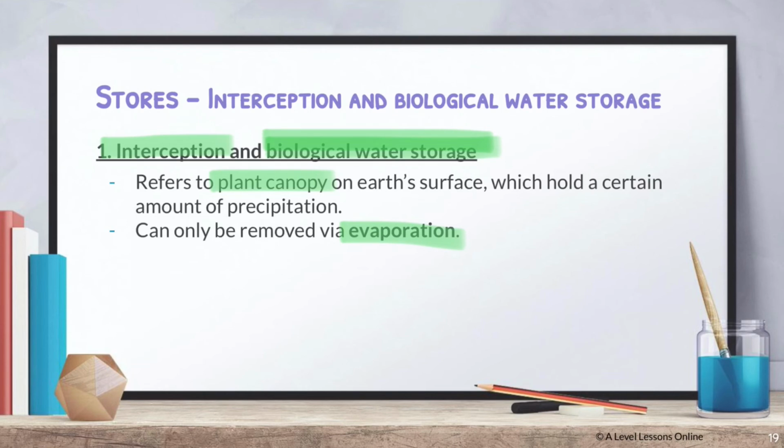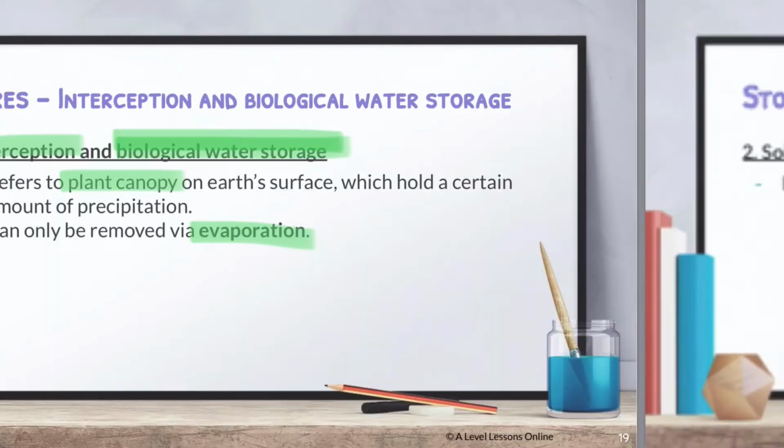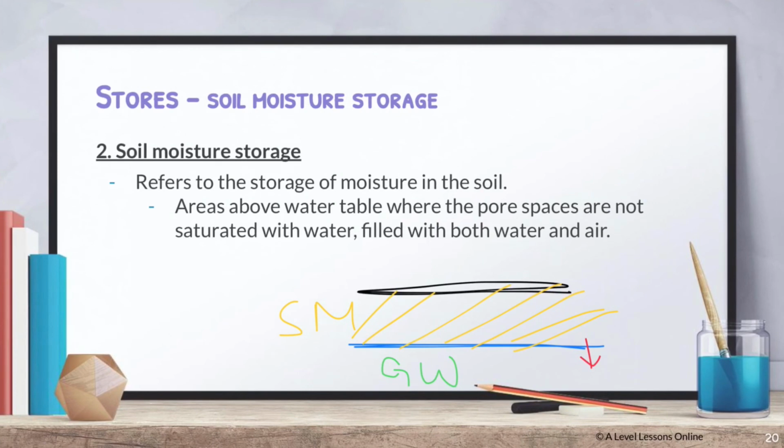So there's some water which has been lost. But at the same time, you realize, where did the water go, right? The water is actually stored on the vegetation itself. So that is basically interception storage. Simple, right?